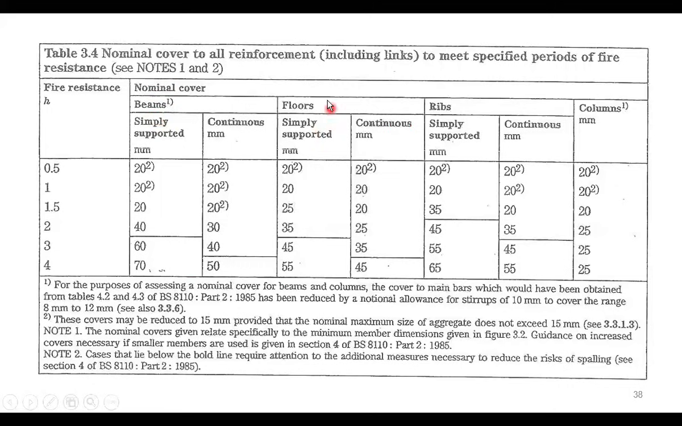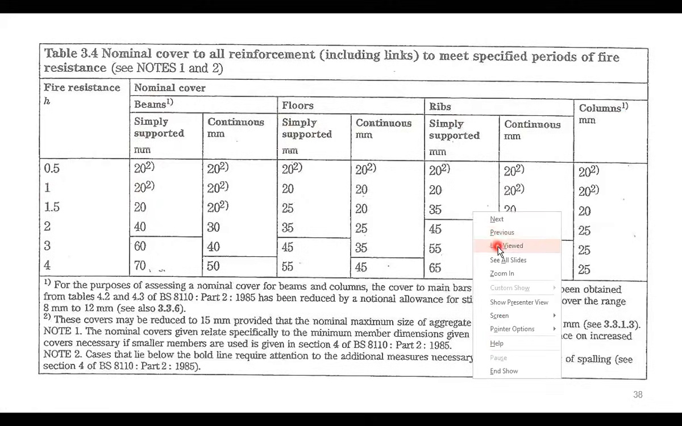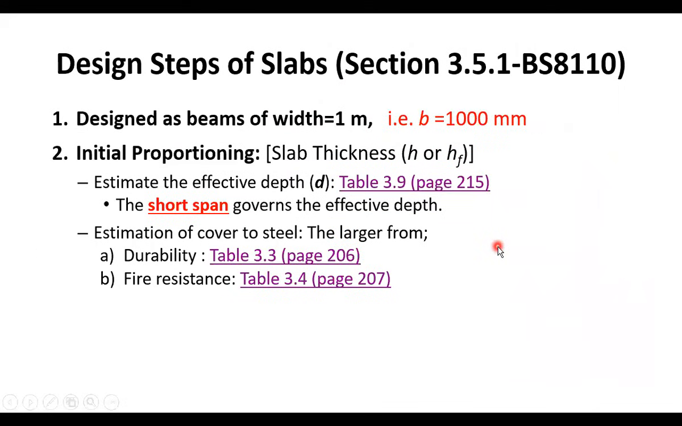If it is a beam, or if they are talking about floors, and floors include simply supported, continuous, and also cantilevers, which will be assumed as simply supported. Then if you have ribs, and also in the case of the column, once you have the value here, if you are designing a beam and 1 hour, it will be like 20 and so on. Okay, this is similar to what we did in the one-way slabs.